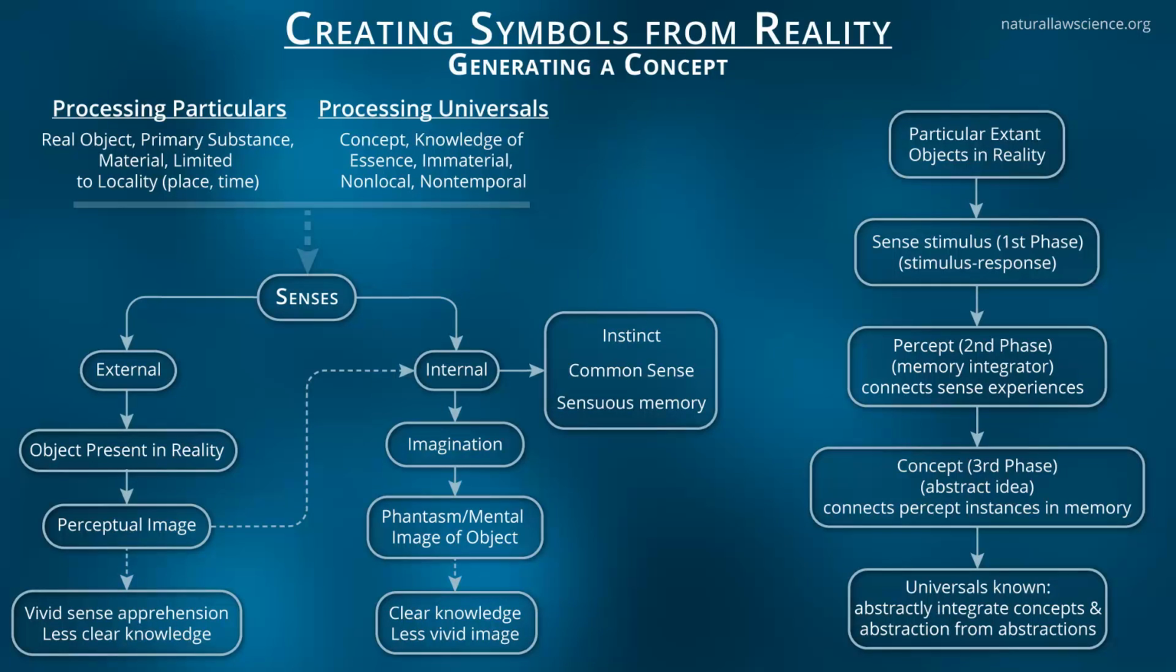So our senses, first they start externally. We have our five senses. There's an object present in reality, and then we develop a perceptual image. This is the most vivid sense apprehension, but it's the least clear in knowledge. There's hardly any knowledge when we just perceive things. We can perceive a color, a shape, certain things. And that's the most vivid. It's right in our senses.